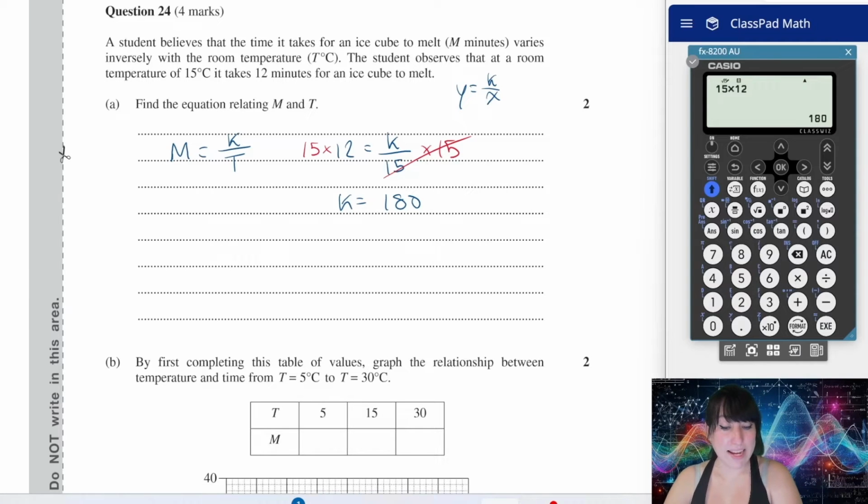K is 180. Don't forget to rewrite the relationship with K now substituted in. So the minutes will be 180 divided by T. Remember that T can vary. T will be whatever temperature the room is, and then M, the number of minutes to melt, will depend on T.